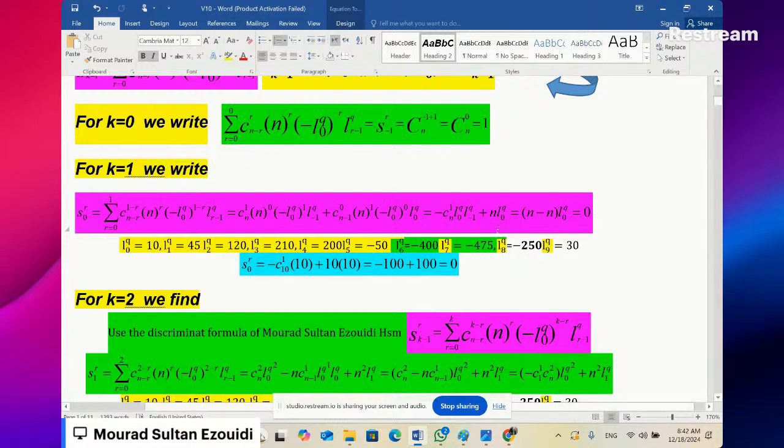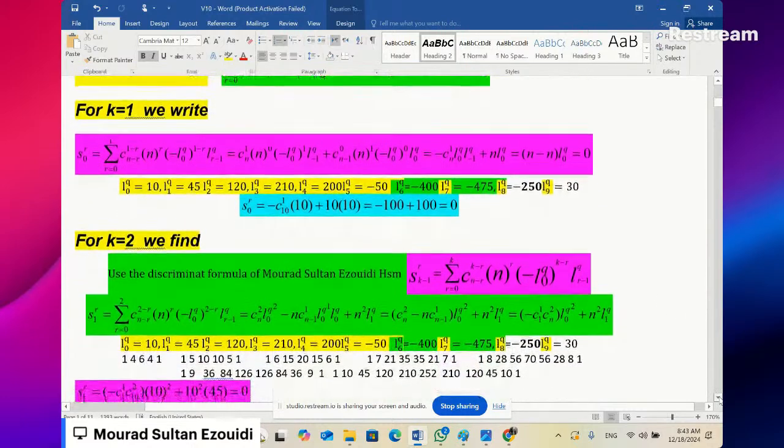You can see S0 for the r equals negative 10 choose 1 times 10, which means negative 100. That's why here we wrote negative 100 plus 10 times 10, because 10 is the coefficient and L0 equals 10, multiplied by the highest power, which is 10. So minus 100 plus 100 equals 0. Okay. We continue, learners. Now we want to find S1.